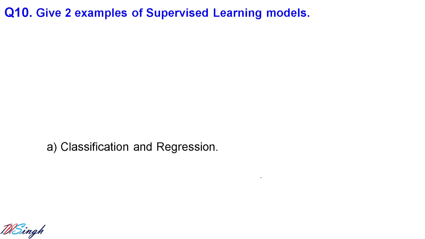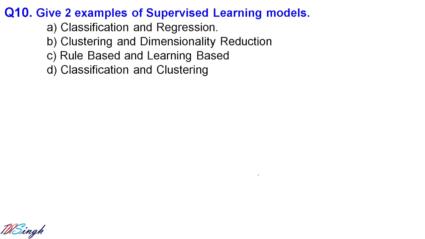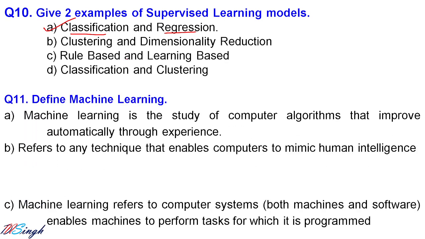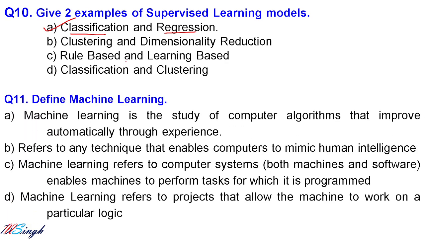Give 2 examples of supervised learning. So there are 4 options available. Supervised learning, as I already told you, classification and regression are the examples of supervised learning. Let us go for question number 11. Define machine learning. Okay, fine.